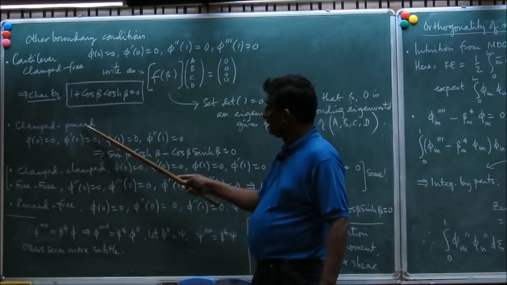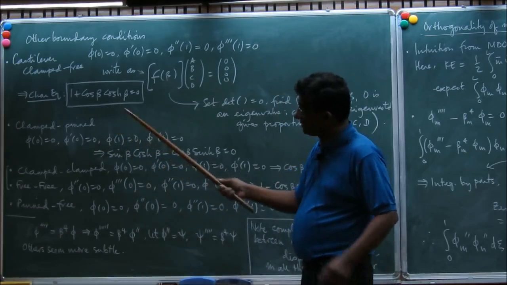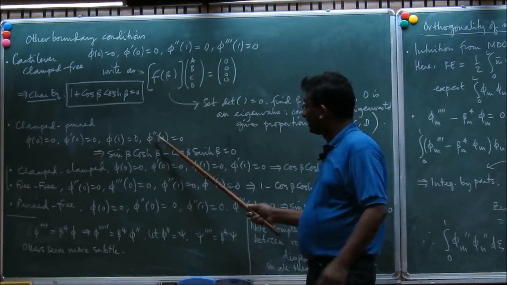equal to 0. The pinned case means the displacement is 0, so phi of 1 is 0 and the moment is 0 at the pinned end. So phi double prime is 0.